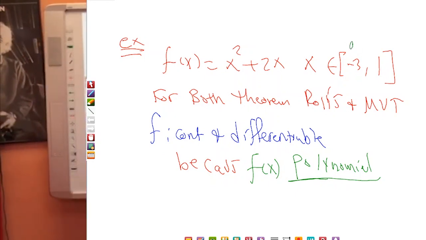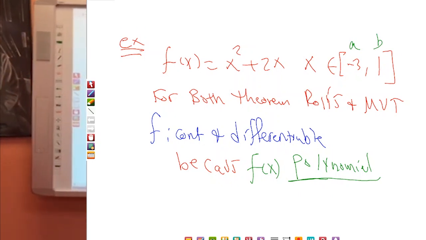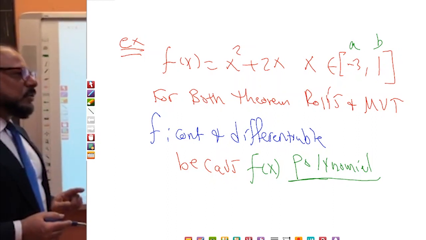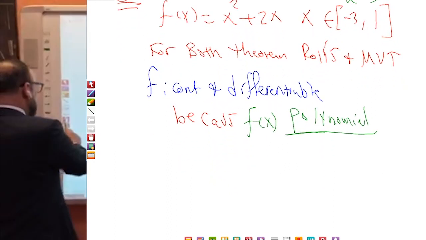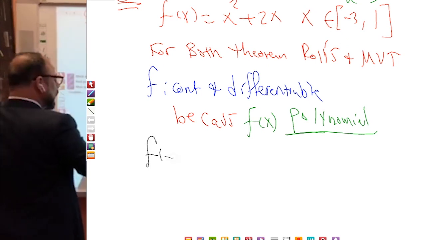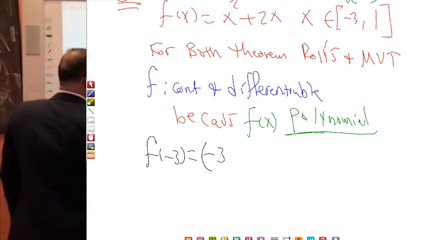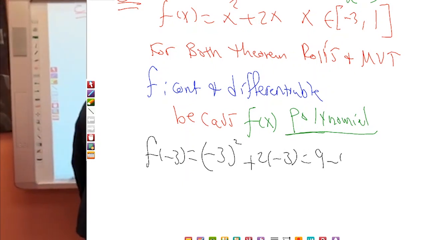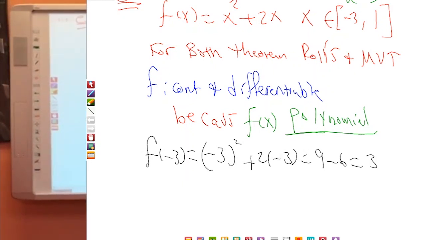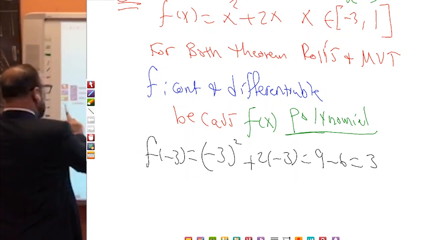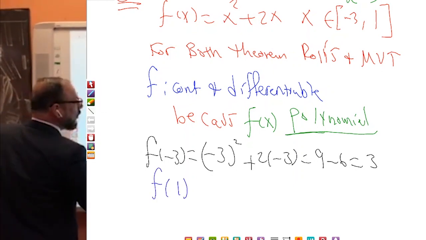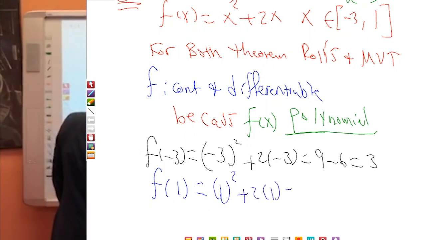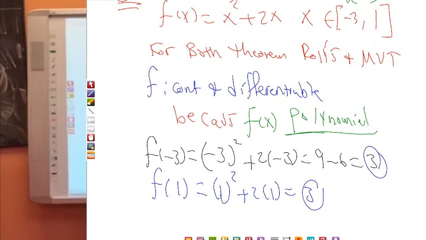Let us try that condition, this a and this b. If f(a) equals f(b), that means we can apply Rolle's theorem. Let us see. What we need to find, f of negative 3: negative 3 squared, plus 2 times negative 3. 9 minus 6 is 3. What's the second one? f of 1: 1 squared, plus 2 times 1.